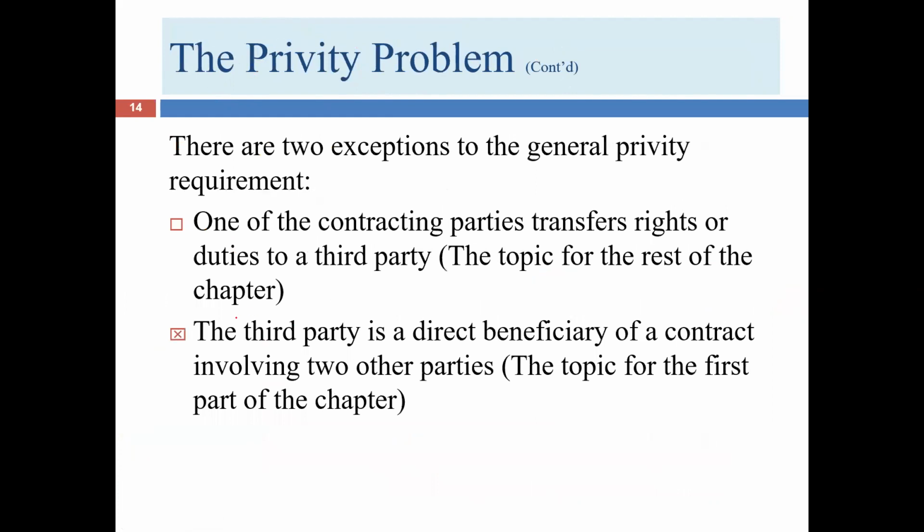And we've already covered this first one, so I'm not really going to focus on this one anymore. We've talked about the direct beneficiary. We talked about the intended beneficiary, whether it be a donee beneficiary or a creditor beneficiary. So that was kind of what we were focusing on the first 50% of this chapter. Our second topic is going to be when one of the contracting parties actually transfers either his or her rights or his or her duties under a contract to a third party. And then we'll be considering what this party's rights are under the contract. It's a little bit of a teaser.